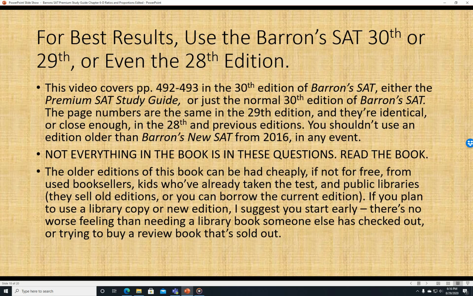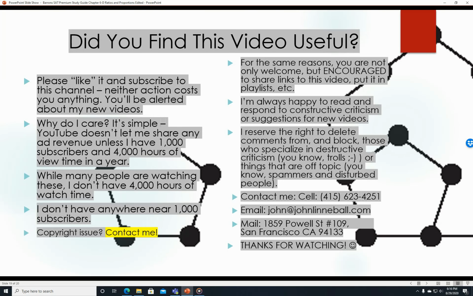The older editions of this book can be had cheaply, if not for free, from used booksellers, kids who've already taken the test, or public libraries. You can go on Craigslist, you can go on FreeCycle, you can go on Rooster, whatever. And if you plan to use a library copy or a new edition, I suggest you start early. There's no worse feeling than needing a library book that someone else has checked out or trying to buy a review book that's sold out. And come on, if you start studying two or three days before the test or a week before the test, you're not really going to get all the review time that you really need. Start early.